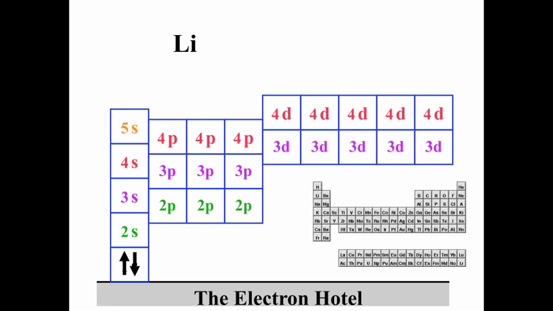If we do the element lithium, which has 3 electrons, first 2 go in the 1s subshell, and the third electron goes to the next lowest energy level, which is 2s, and we will now have 1 electron in the 2s subshell or 2s orbital. So we would say the electron configuration of lithium is 1s2, so 2 electrons in the 1s subshell, 2s1, which means 1 electron in the 2s subshell.